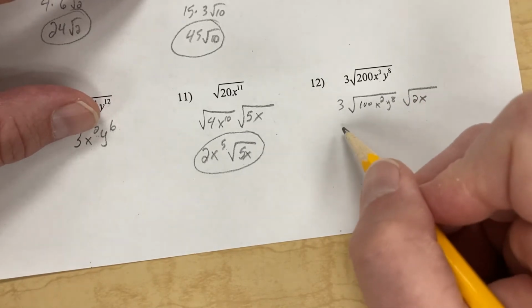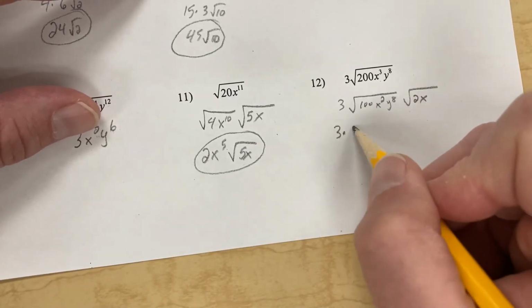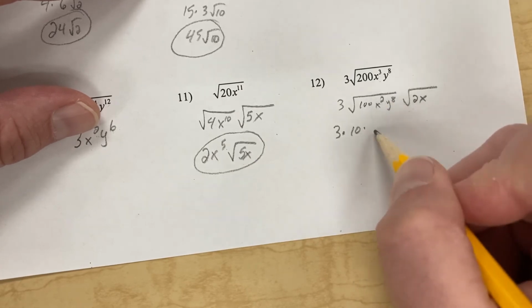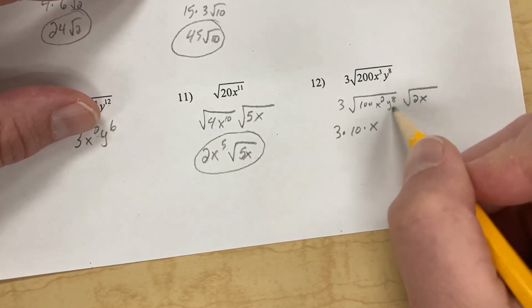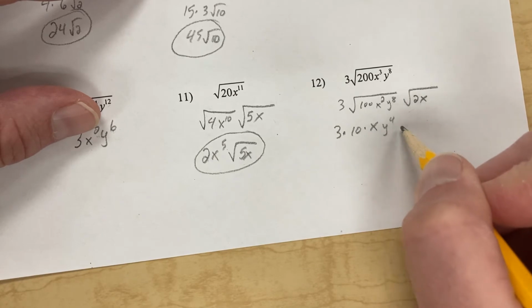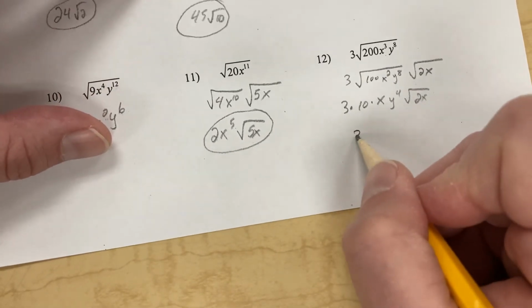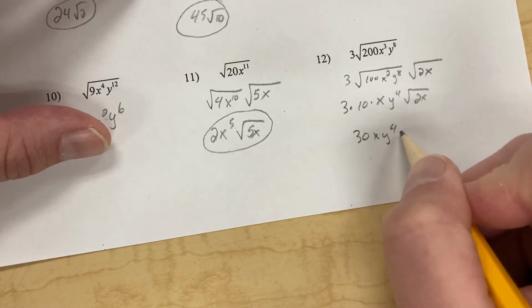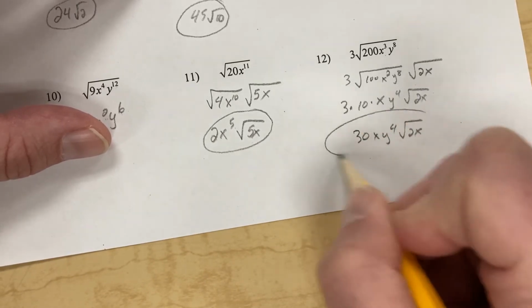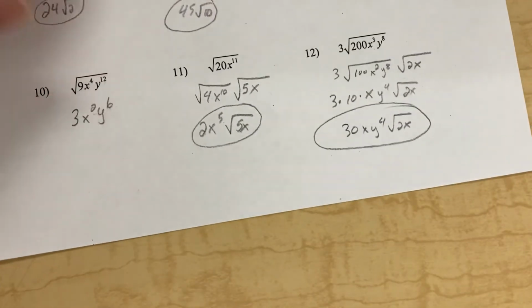All right, so now we're going to get 3 times square root of 100, which is 10, times square root of x squared, which is x, times square root of y to the 8th, which is y to the 4th, times square root of 2x. And the last thing we'll do is just multiply there. So I get 30x y to the 4th times square root of 2x. And that's my answer there.